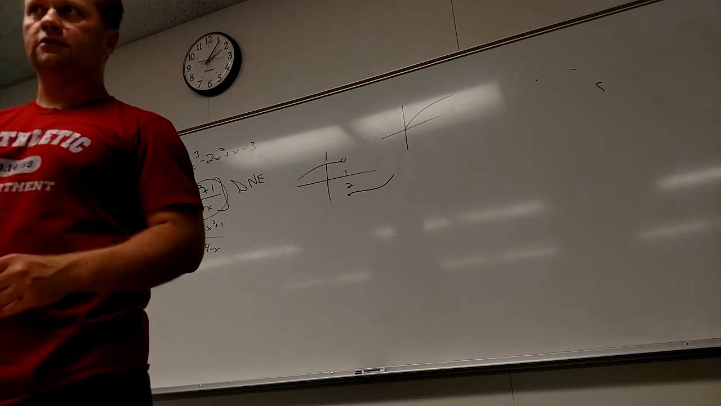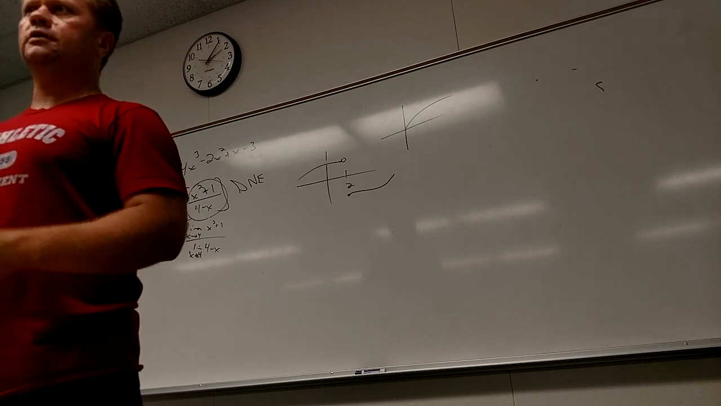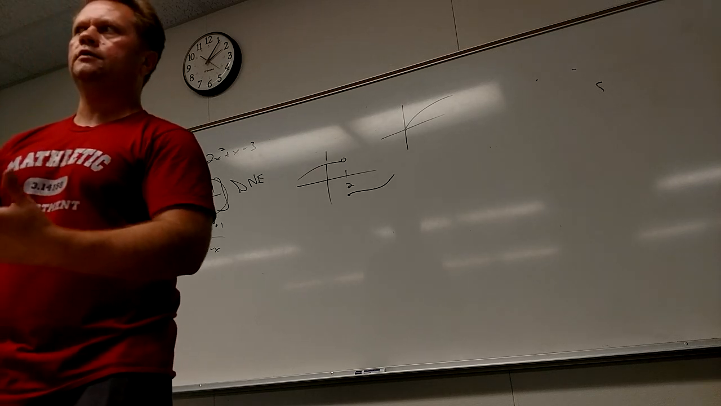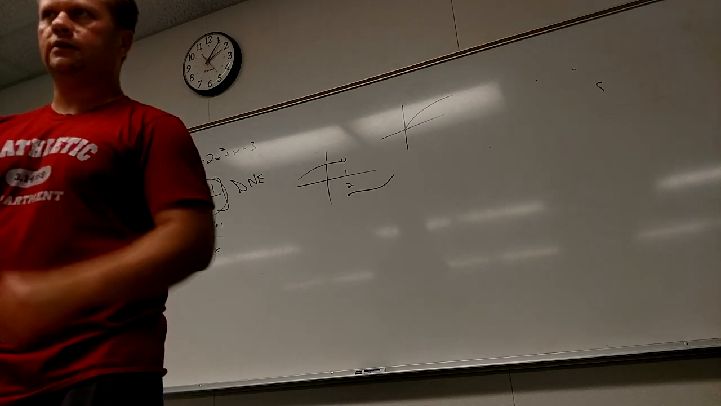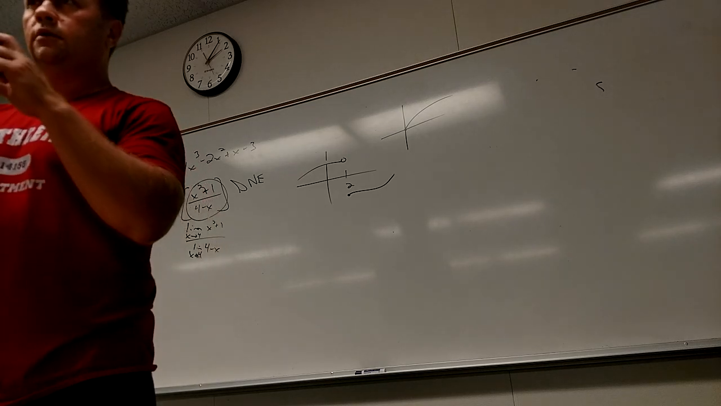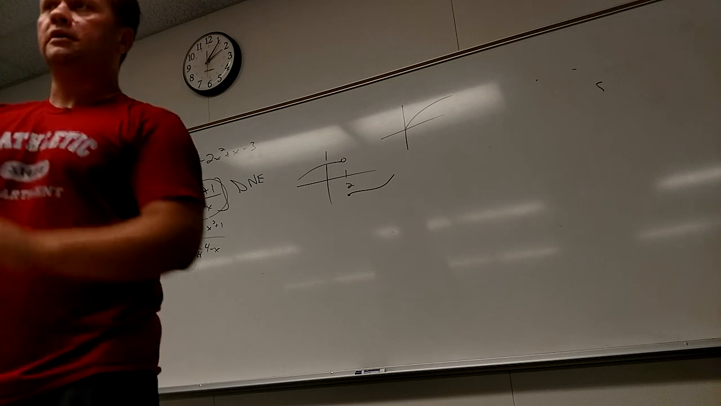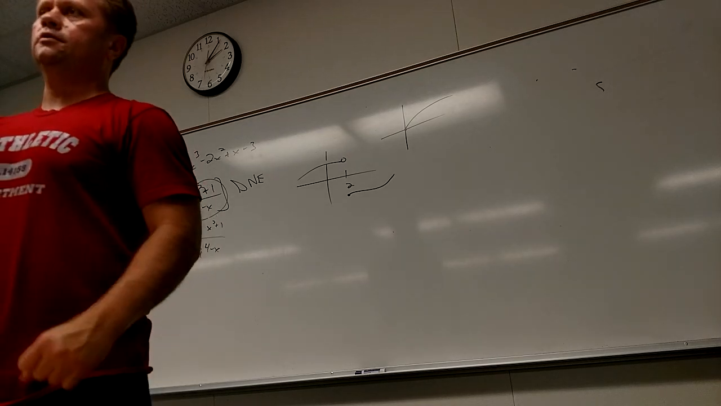Because it passes the horizontal line test, it's a one-to-one function. Do you see how that answer isn't good enough, because I still need to see how you can see that? Does that make sense? So it is a one-to-one. I'm not arguing that. But it's one-to-one because it passes the horizontal line test.